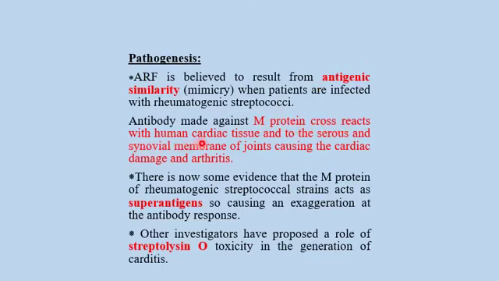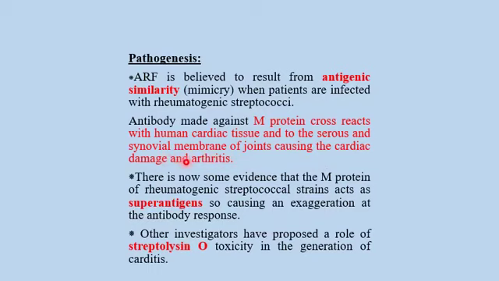مش بس the human cardiac tissue. يبقى إذا معناه إن في similarity in the antigen of the M protein of these rheumatogenic strains with the human cardiac tissue. And not only the human cardiac tissue, also there is similarity between this M protein with the serous and synovial membrane of joints. وده will lead to what? Causing the cardiac damage and arthritis. And this will cause the cardiac damage we're going to speak about and the arthritis، اللي هو الالتهاب في المفاصل.